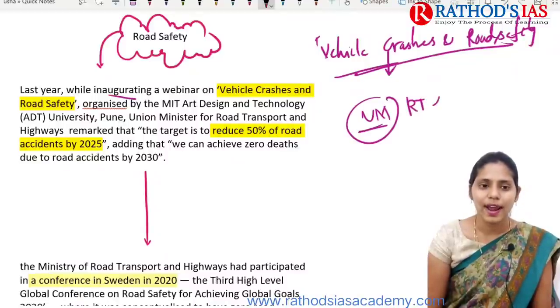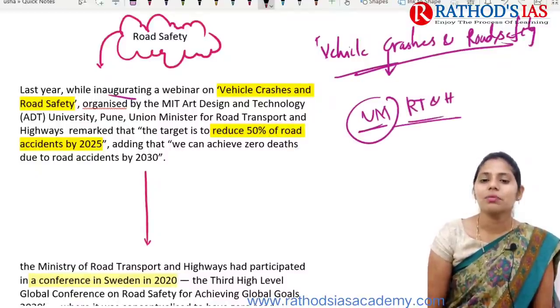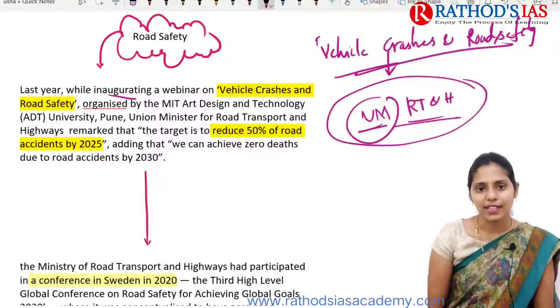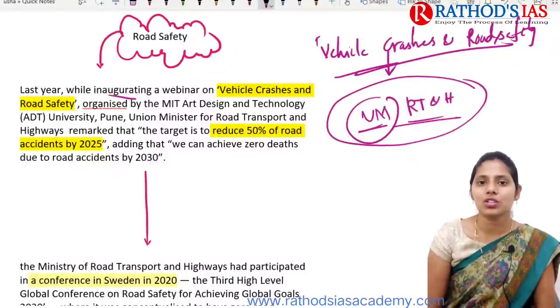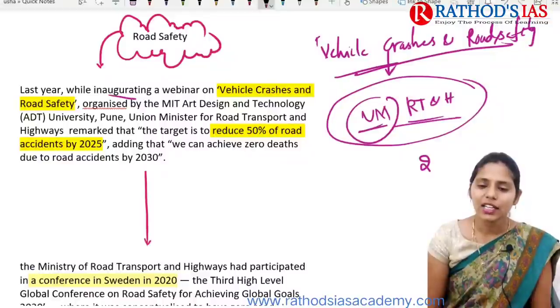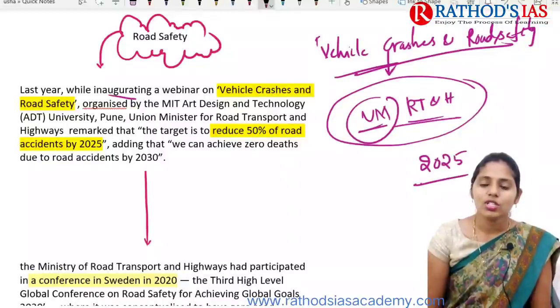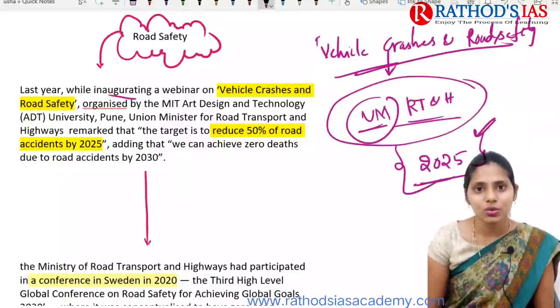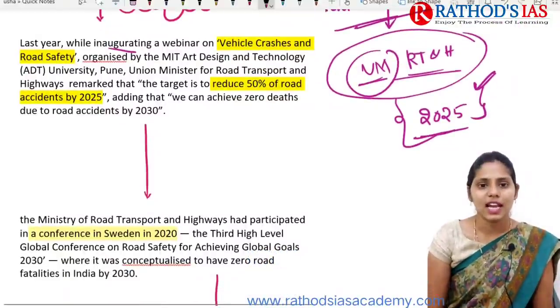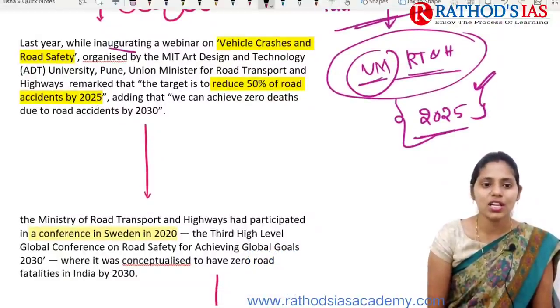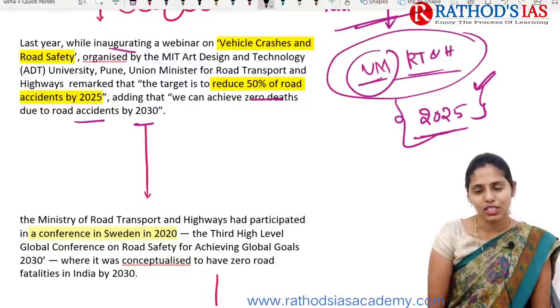our Union Minister of Road, Transport and Highways mainly targeted road accidents. And he said that our target is to reduce accidents by 50%, and the target year is 2025. So by 2025, we need to reduce at least 50% of road accidents. And he said that by this, we can achieve zero deaths due to road accidents by 2030.